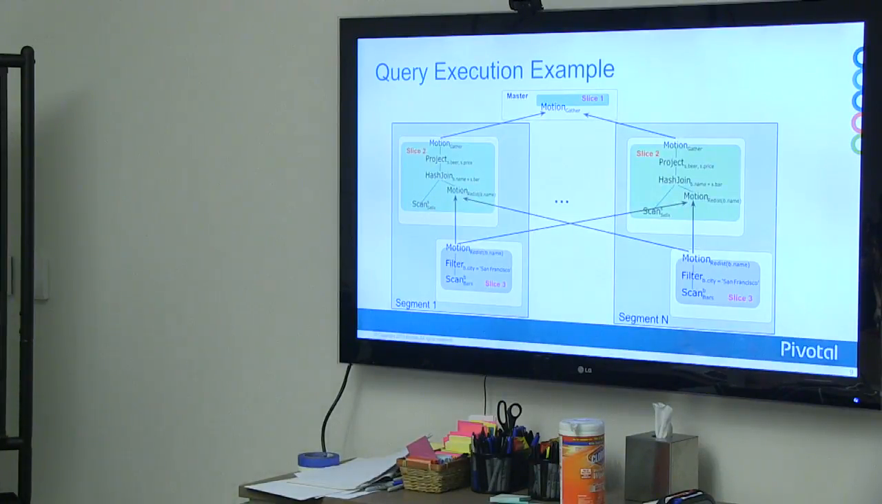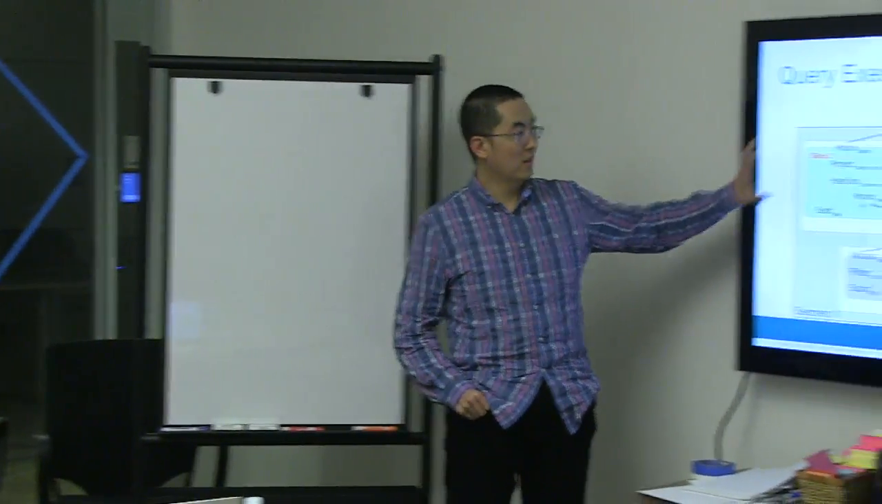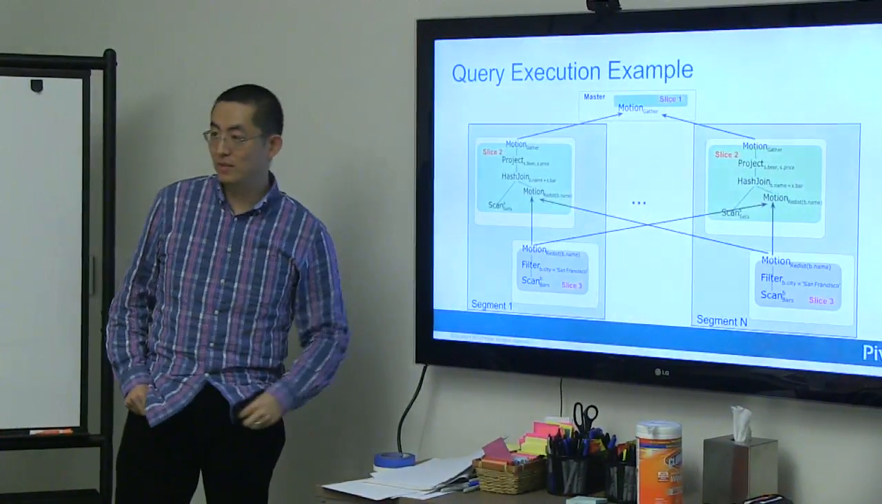Now the question is, how can we make sure the query optimizer is good enough, even under such a complex cluster environment, that we can get the best plan?